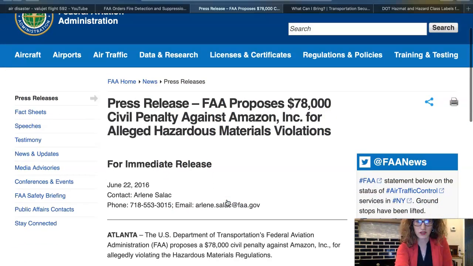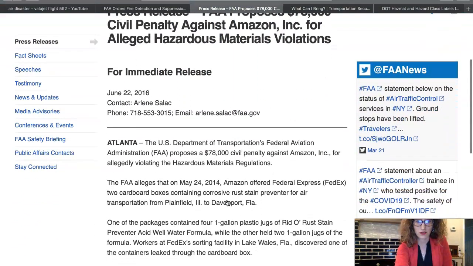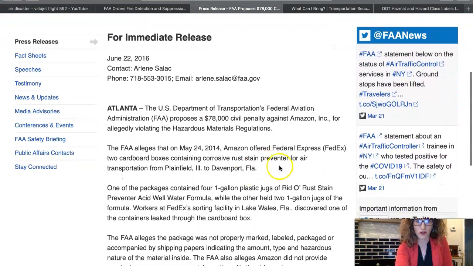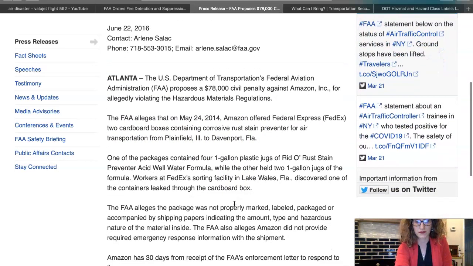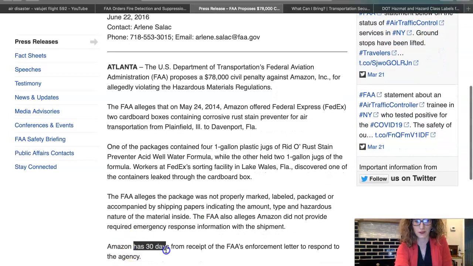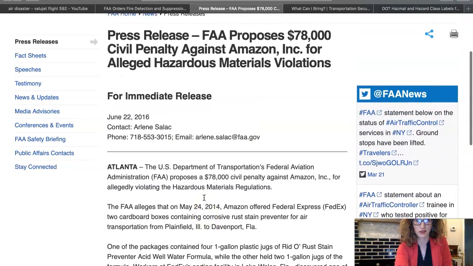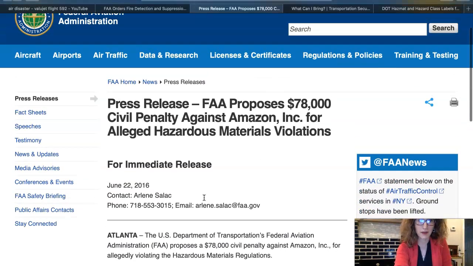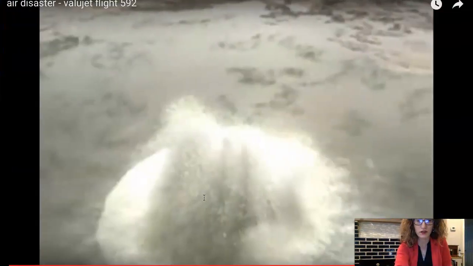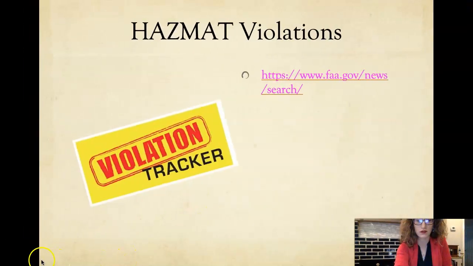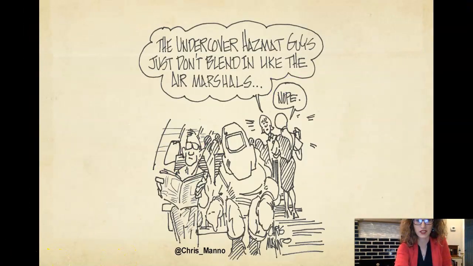$78,000 against Amazon. This was in 2016. What were they doing? They offered Federal Express two cardboard boxes containing corrosive rust stain preventer. So anyway, they give them 30 days to respond to the proposal. But yeah, this might be something interesting to look around, to see the different violations.